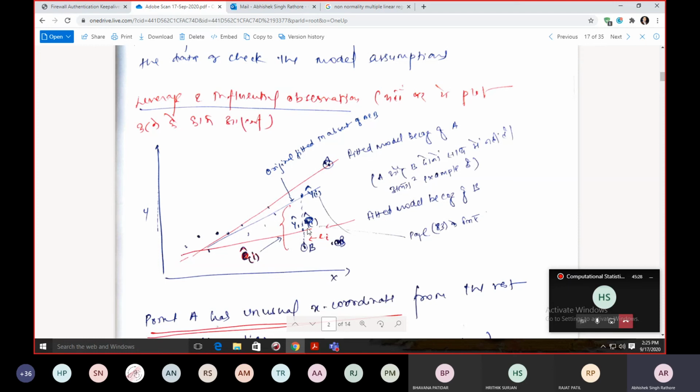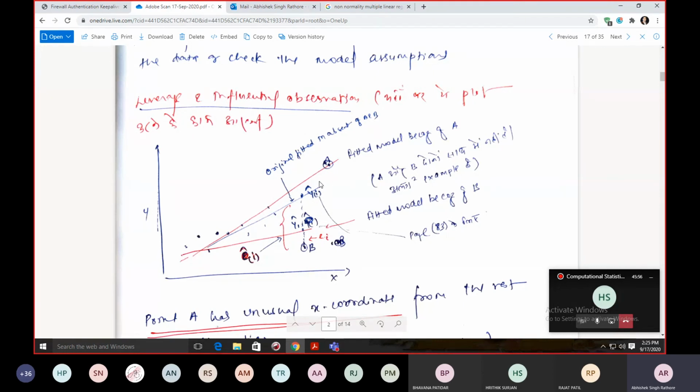So are you able to understand the effect of this A and the effect of B on your data? I wrote it also: A and B are not together, they are separate examples. So this is my fitted line because of B, and this is my fitted line because of A. So are you comfortable understanding what is happening with our data if you have some outliers available?